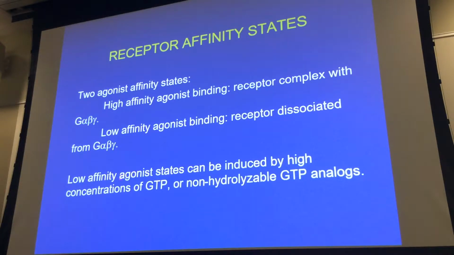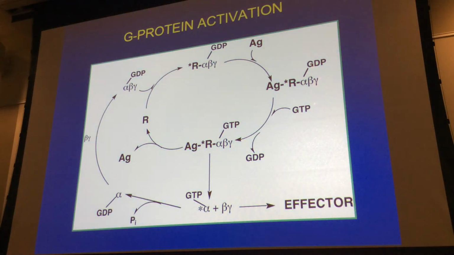Now you can induce these low affinity states by throwing in high concentrations of GDP or non-hydrolyzable GDP analogs. Once again, and this goes back to a discussion we had last week with receptors and different states, you can throw in a non-hydrolyzable GDP analog like GDP gamma S, and you can actually allow this cycle to go in the absence of agonist. It's called a constitutive cycle. And when you do that with a non-hydrolyzable analog of GDP, the GDP gamma S stays on board, and you induce the formation of a low affinity state.